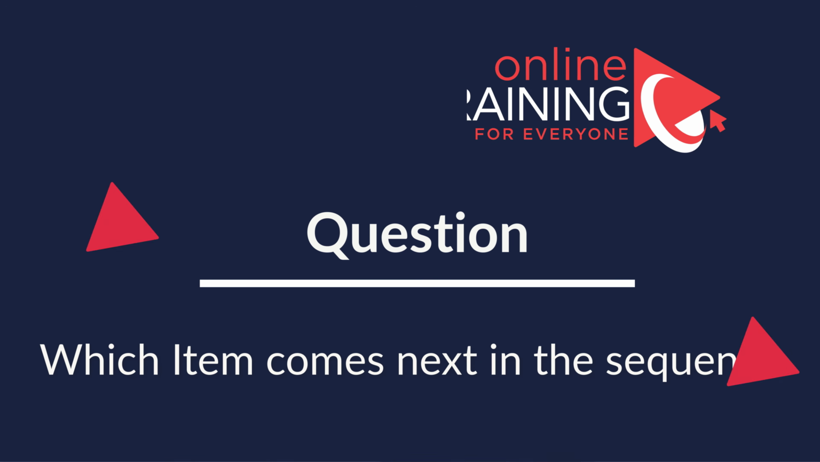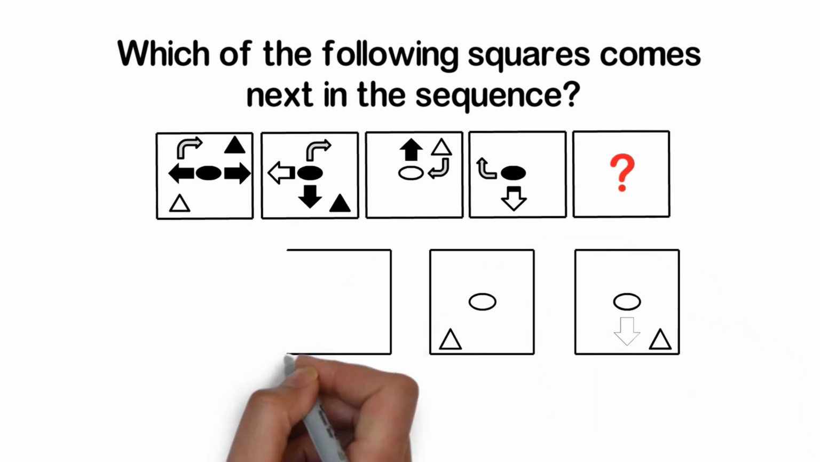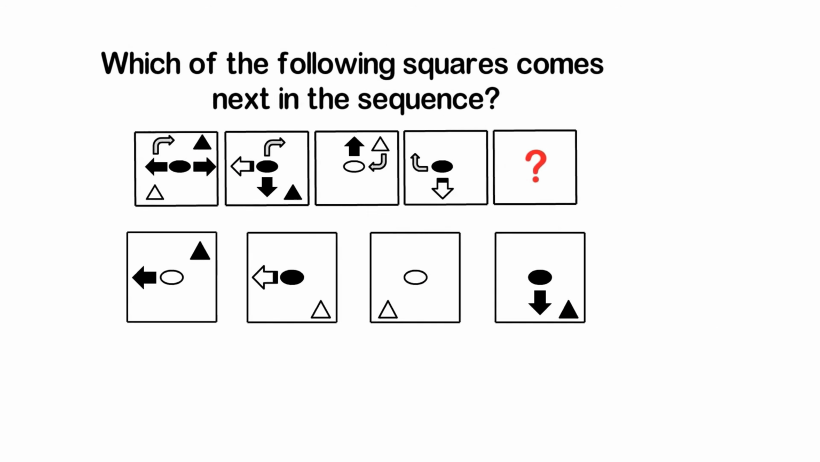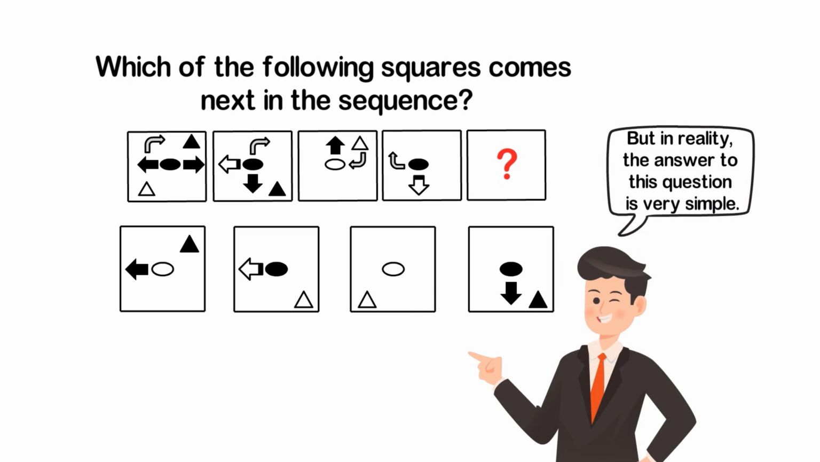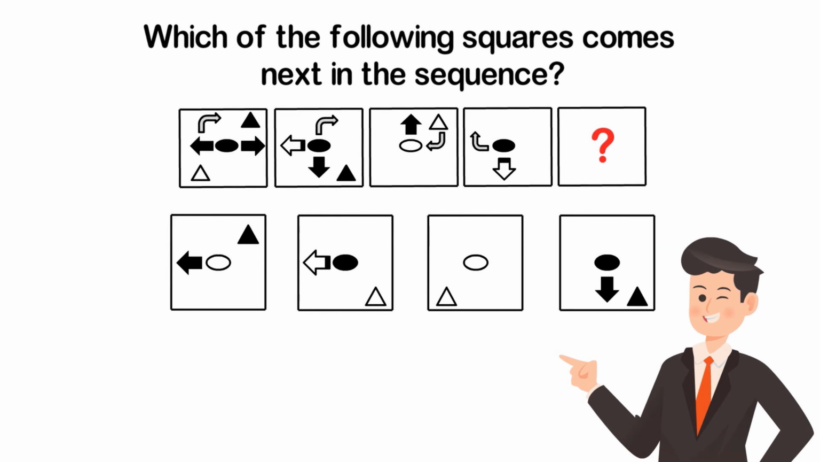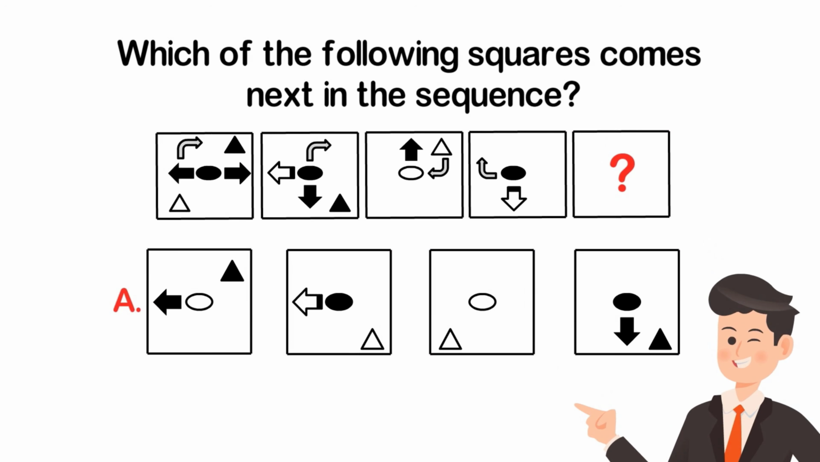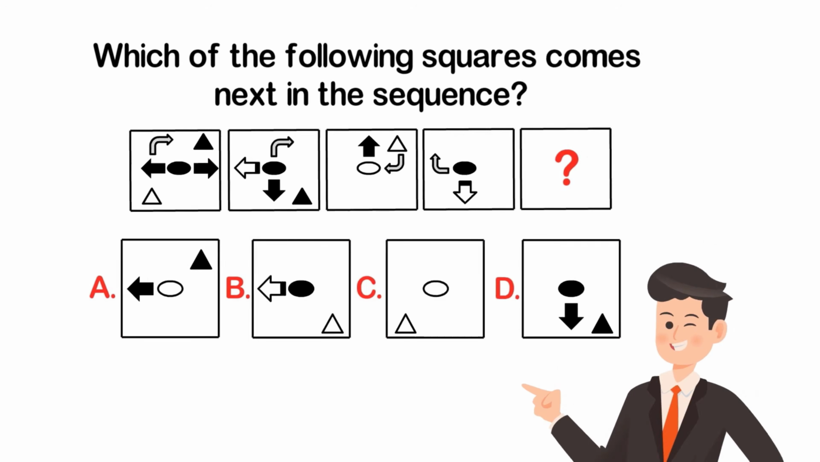Here's the question that on the surface seems very, very hard to solve. But in reality, the answer to this question is very simple. You're presented with 5 different squares. Squares 1 through 4 have shapes inside, and you need to determine the missing square 5. You're presented with 4 different choices: A, B, C, and D.